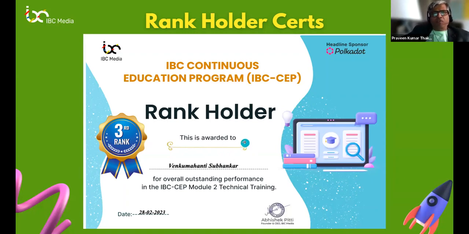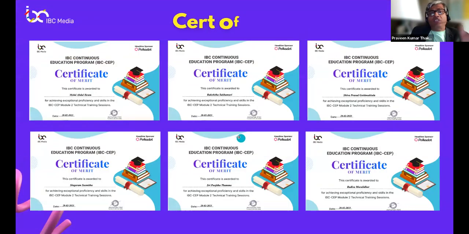Okay. So these were our top three rank holders, but beyond these, we had several people who were very close to perfection. And these certificates of merit have been issued by IBC Media to all these people. Many, many congratulations to all of you. In the interest of time, I will go to the next slide.